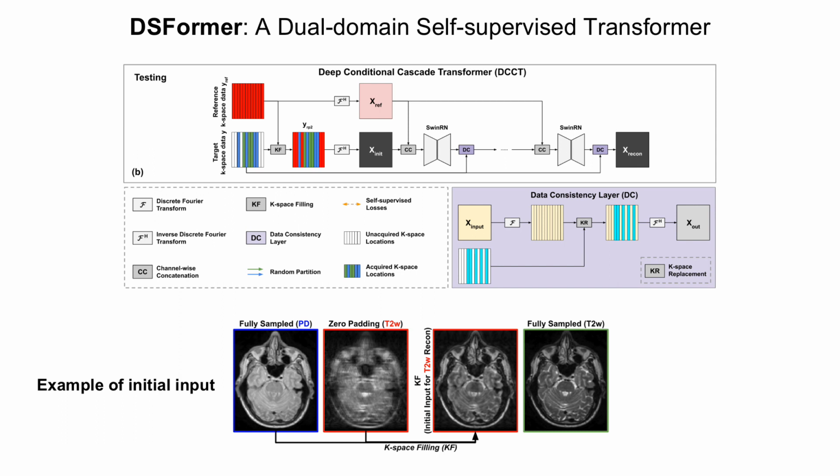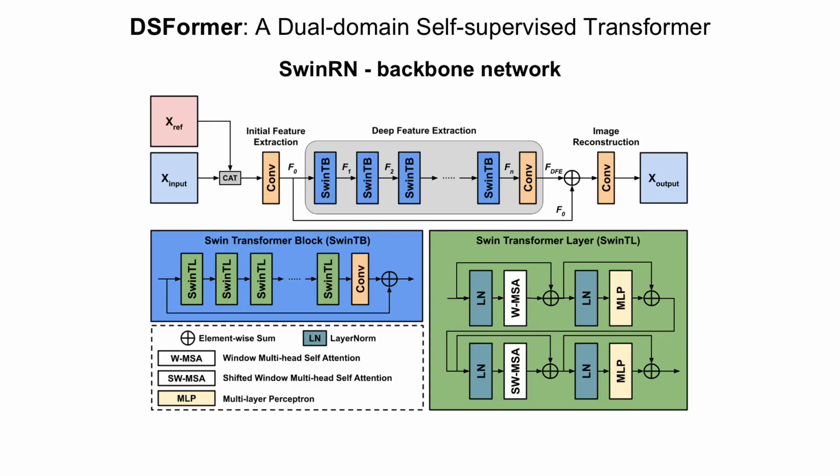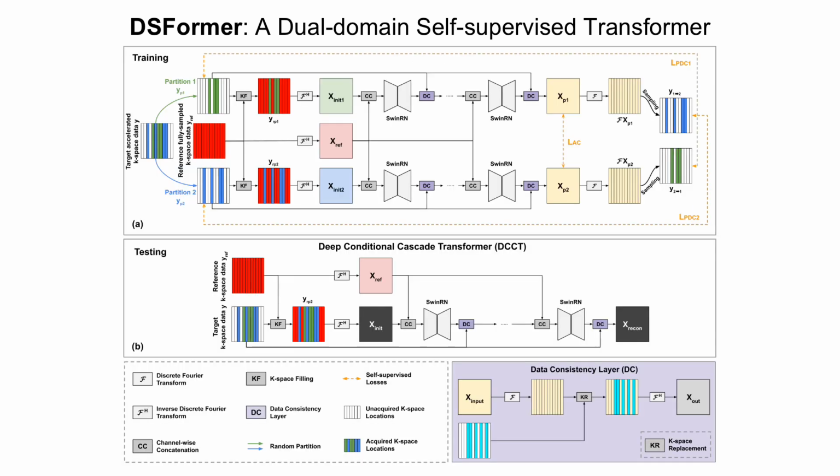The proposed reconstruction network is a cascade network with a backbone of Swin reconstruction network, which we will talk about in the next slide, and the typical data consistency layer, which keeps the already sampled k-space data. The backbone network consists of a series of Swin transformer blocks which build upon the Swin transformer layer for efficient non-local contextual feature extraction for fine detail reconstruction.